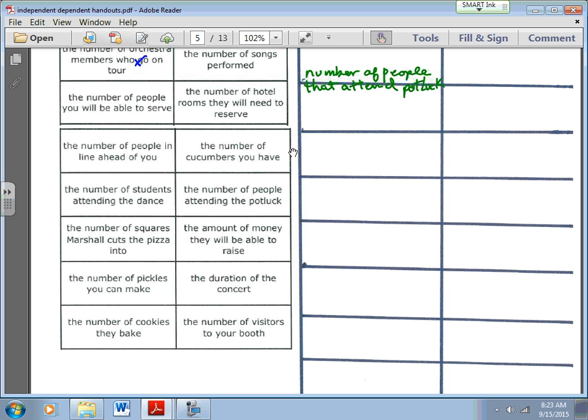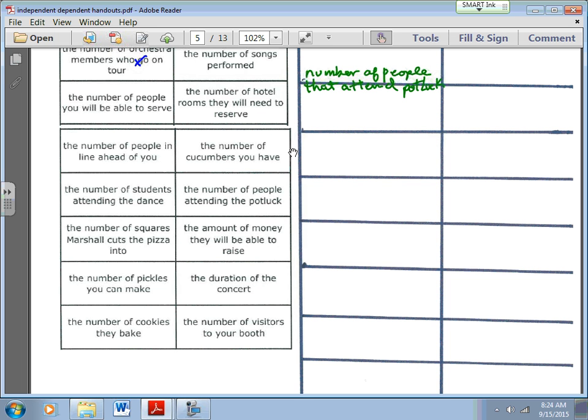Think about cookies. When people bake cookies, they're either trying to sell them. The amount you will be able to raise. That's what I'm thinking, that they're trying to sell them. Yeah? Okay, so you guys feel that the number of cookies they bake is the independent, and the amount of money they will be able to raise depends on the number of cookies they bake? That's kind of been a typical sale that you made as you were growing up, yeah?